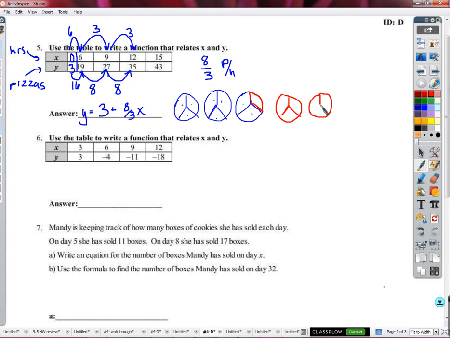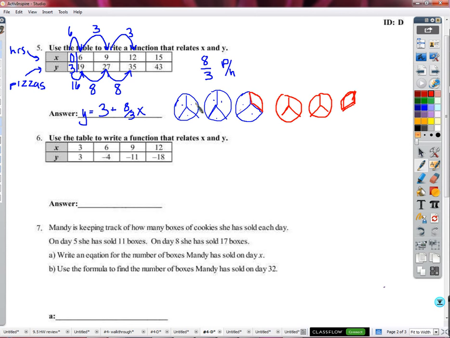Now we're up to 1, 3, 4, 5, 6. See, 4, 5, 6, 7, and that they sell another third.